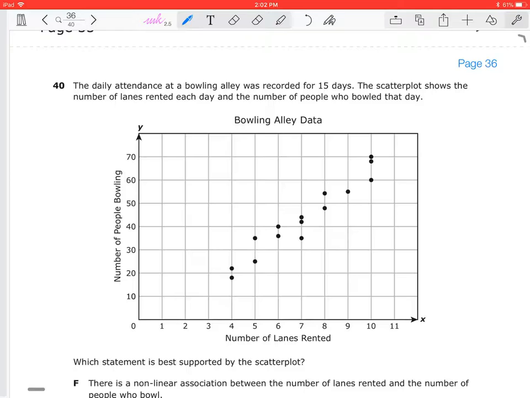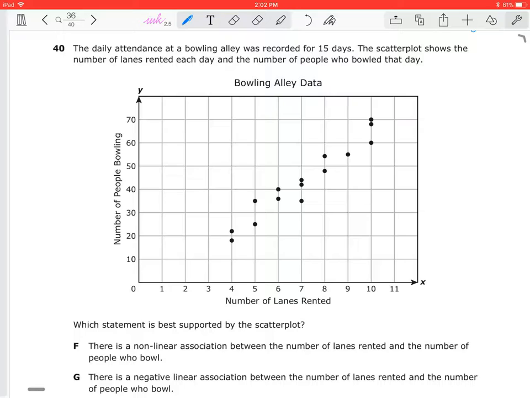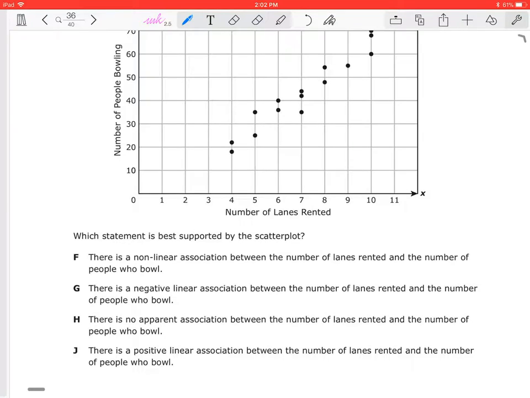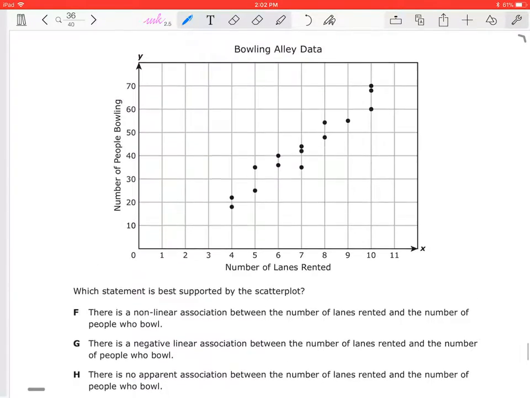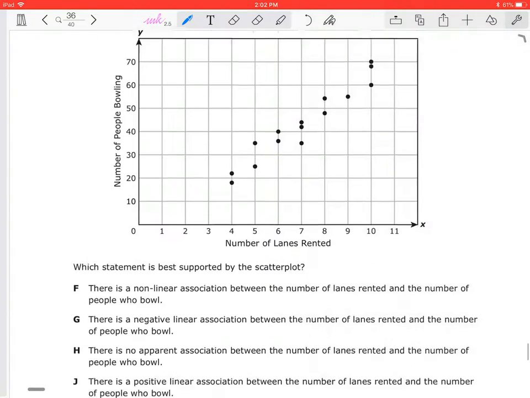All right, number 40. The daily attendance at a bowling alley is recorded for 15 days. The scatter plot shows the number of lanes rented each day and the number of people that bowl each day. Which statement is best supported by the scatter plot?